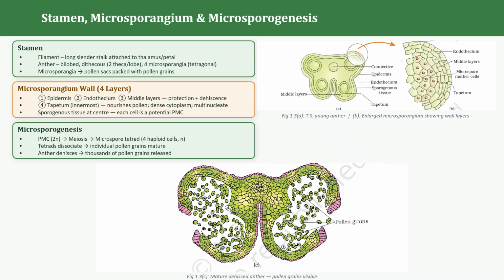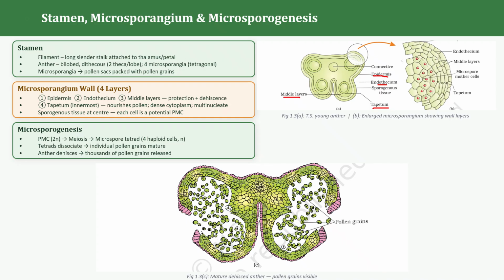The first layer you can see here is the epidermis. Second layer is the endothecium. The third one is the middle layer. And the fourth one, which is present inside, is the tapetum. Let's see it. First, the epidermis is the outermost layer. It protects the internal tissues. Next comes the endothecium. It helps in anther dehiscence. What is dehiscence? Nothing but opening, right? And also it assists pollen release. Next comes the middle layer. It is located in between the endothecium and tapetum. They are temporary layers and they provide protection during development.